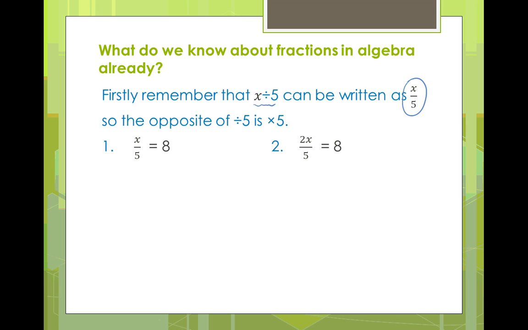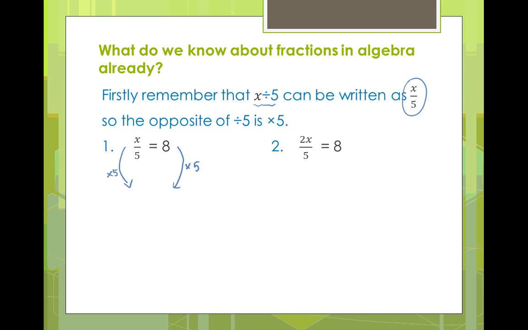And again, I'm going to use the idea of equivalent equations. And I'm going to be thinking of how I can make this equation look a little bit simpler. And of course, that would be to remove this dividing by 5. The opposite to dividing by 5, remember, is to times by 5. And as long as I do that to both sides of the equation, then I am creating an equivalent equation.